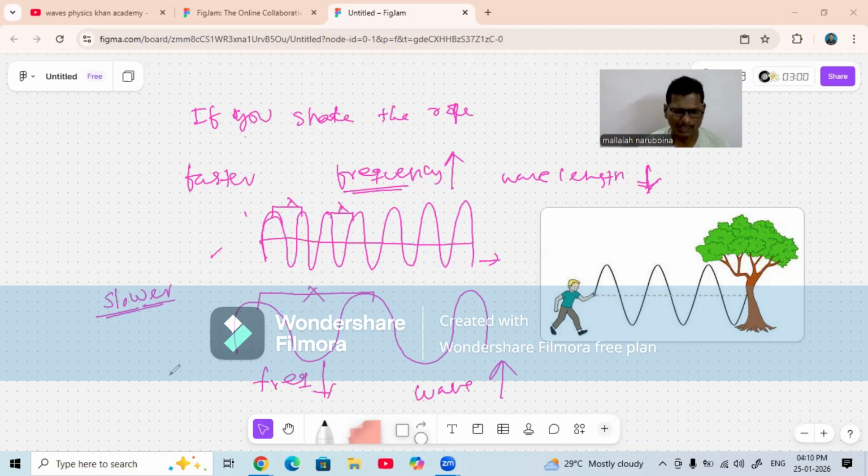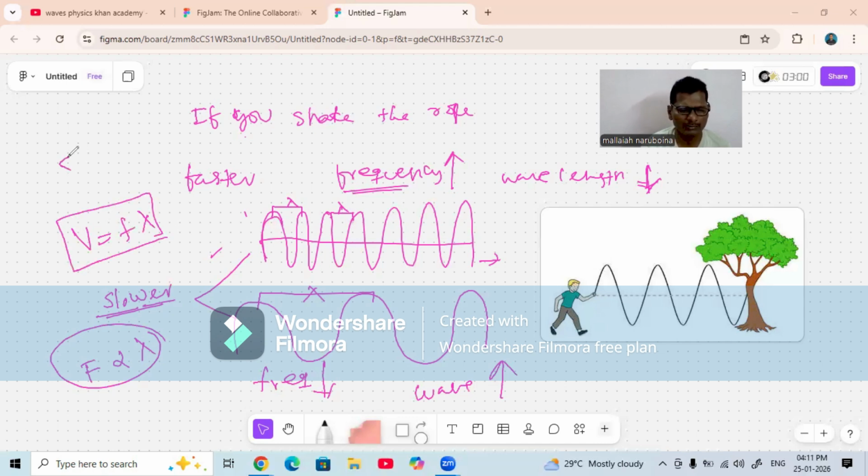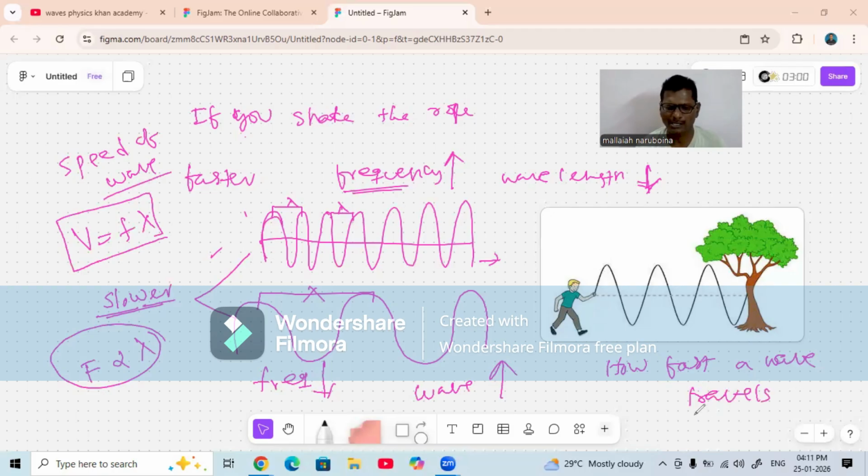Okay, that means frequency and wavelength are inversely proportional to each other. But wave speed is the same. So V is equal to F lambda. This is the formula for speed of a wave. Speed of a wave means how fast a wave travels. How fast a wave travels is called wave speed. It is denoted by the letter V.